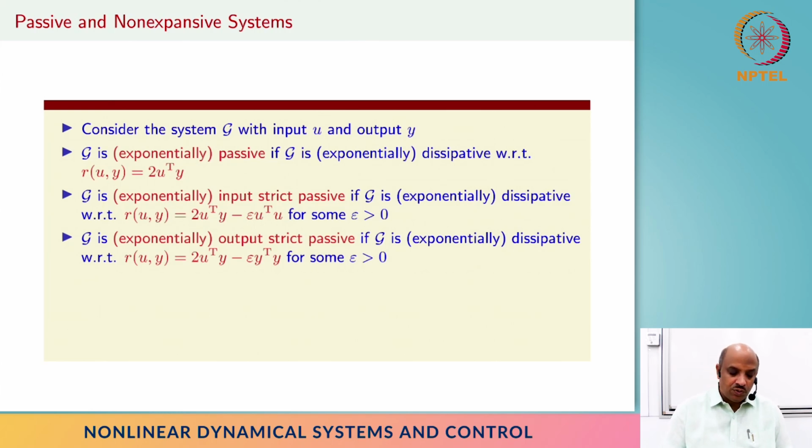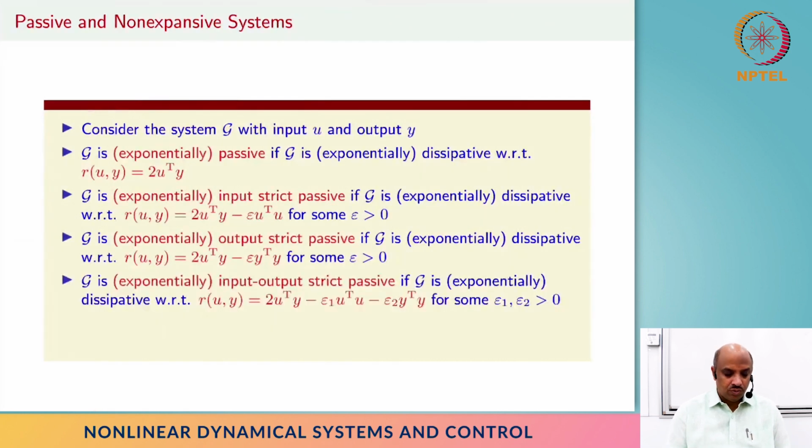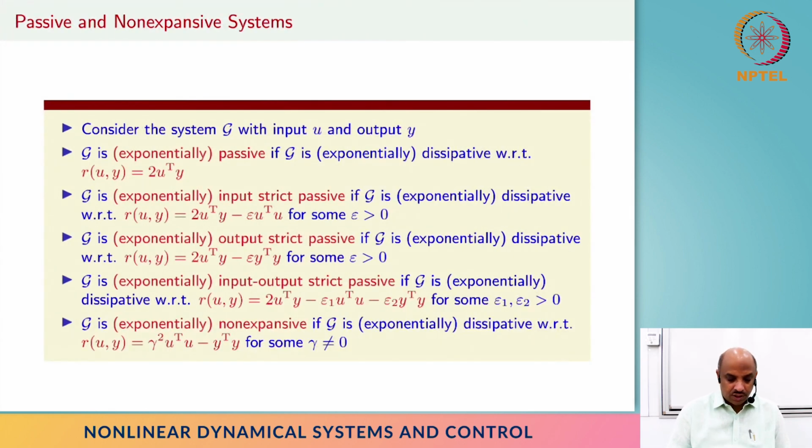So we call a system output strict passive if the same thing is true with minus epsilon y transpose y, and you can combine the two and call something input output strict passive if both these terms are there, right? And finally, slightly unrelated, something called non-expansive, right? It's a very different concept from passivity. We will look at the implications of this in a couple of minutes, but we call something non-expansive if it is dissipative with respect to the supply rate, which has this interesting form gamma square u transpose u minus y transpose y, right, where gamma is some non-zero number.